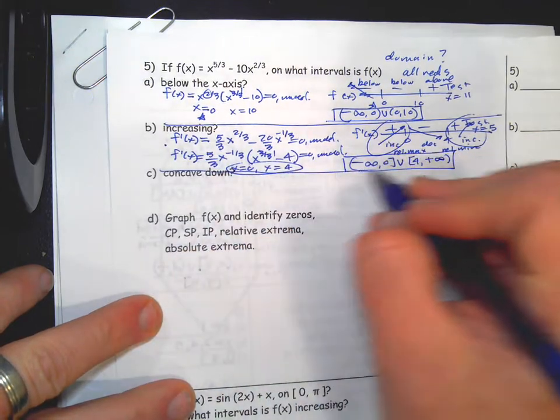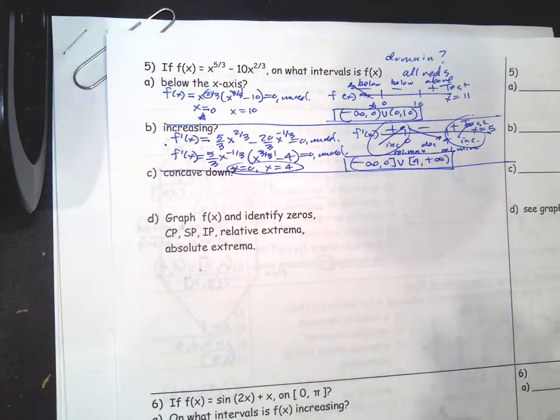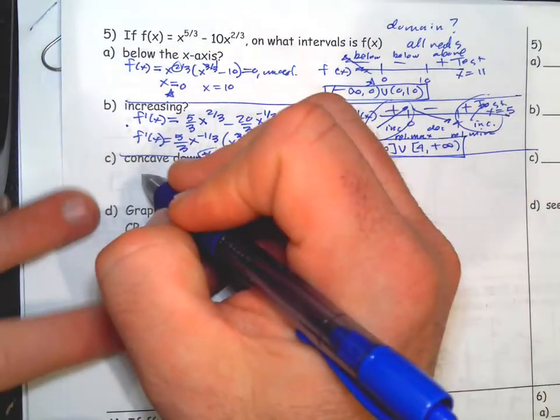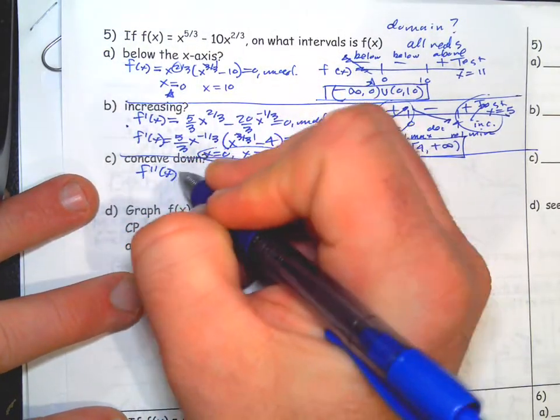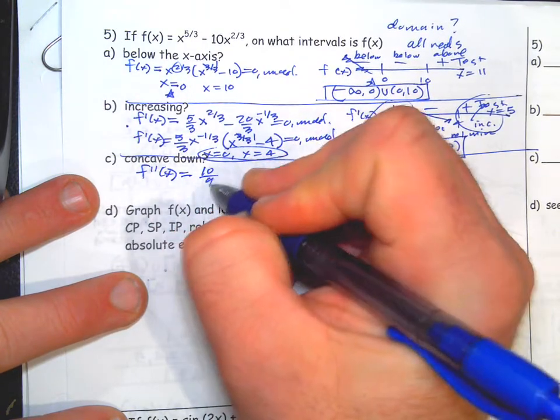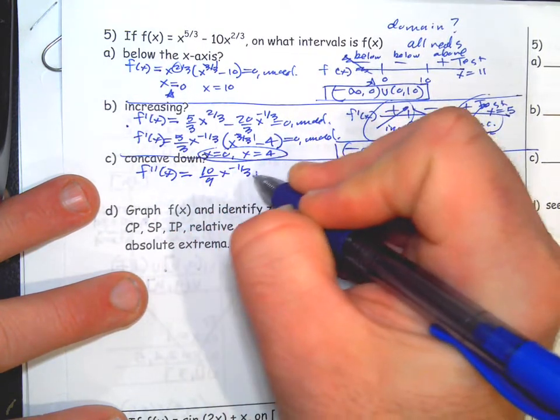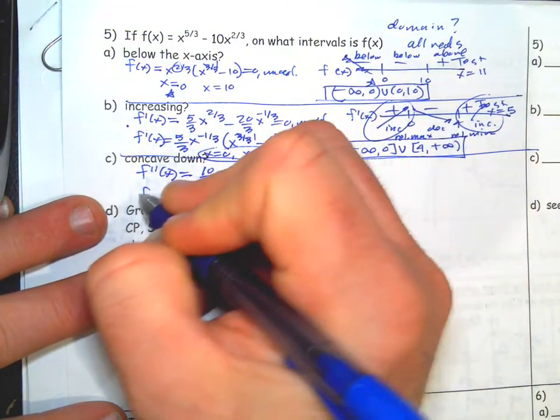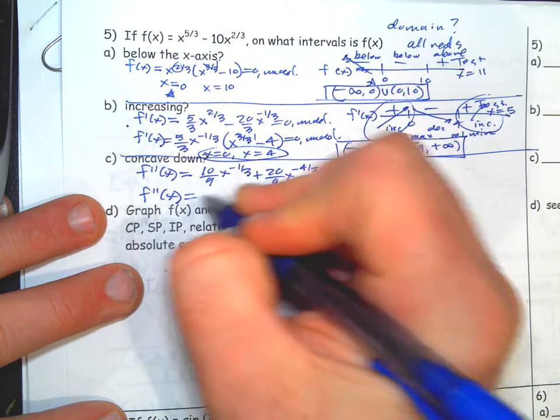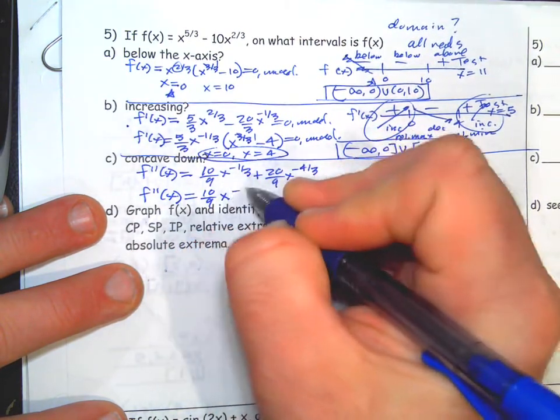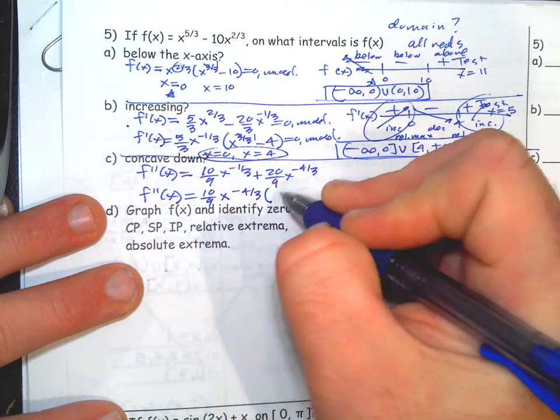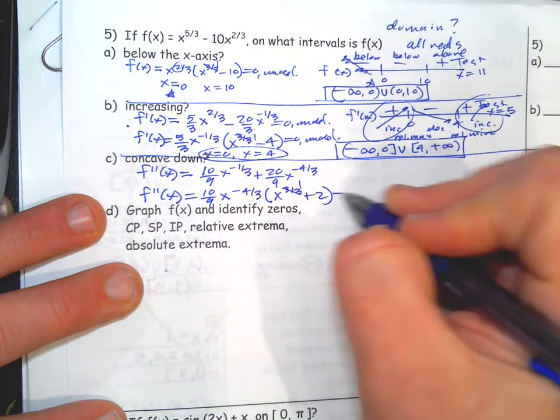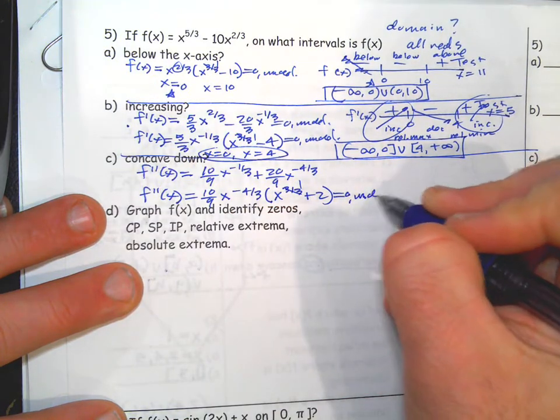The only reason you might not include an endpoint is if there was a domain issue that you would, of course, need to consider. Concave down, we've got to find the second derivative. So that's going to be 10/9 x^(-1/3) plus 20/9 x^(-4/3). We're going to factor the 10/9 out and the x^(-4/3), the smallest exponent. You're going to get positive x^(3/3) plus 2, which is x plus 2. We're going to set it equals 0 or undefined. That should be in your work.